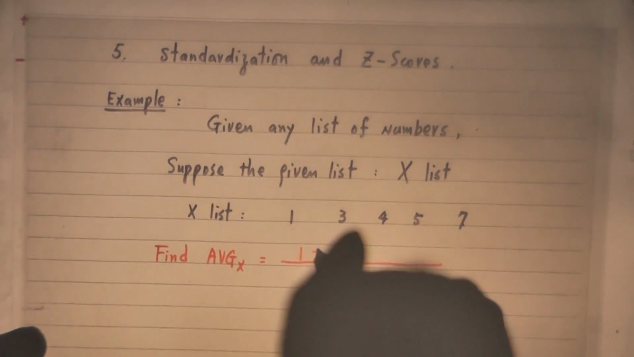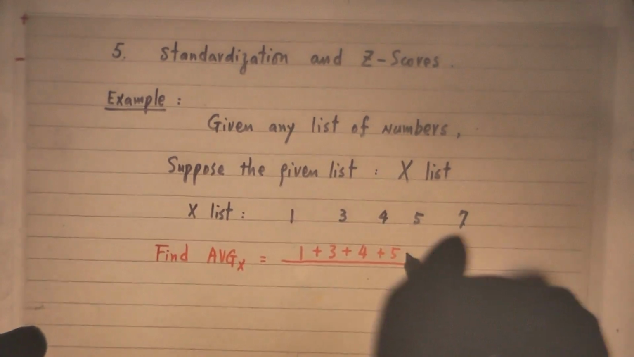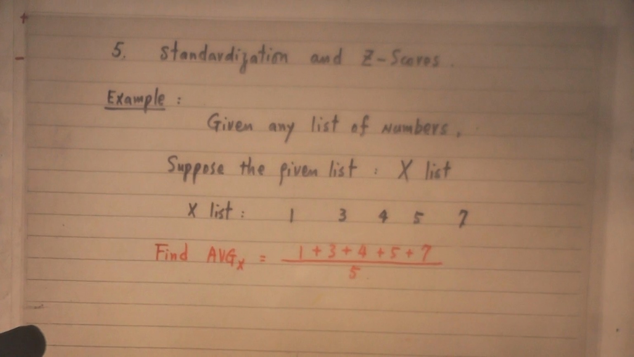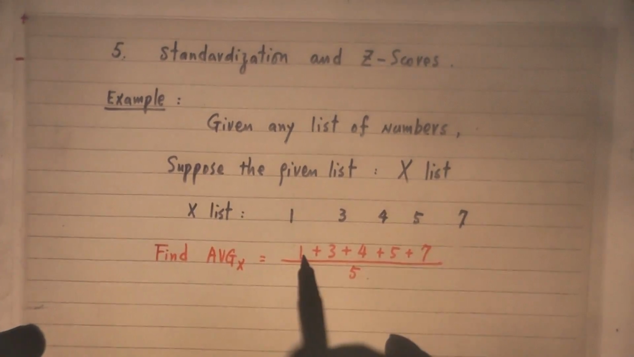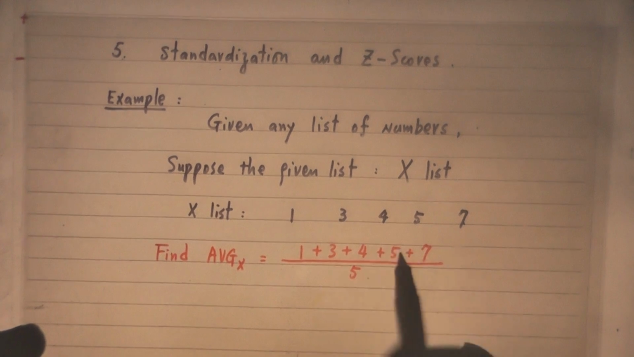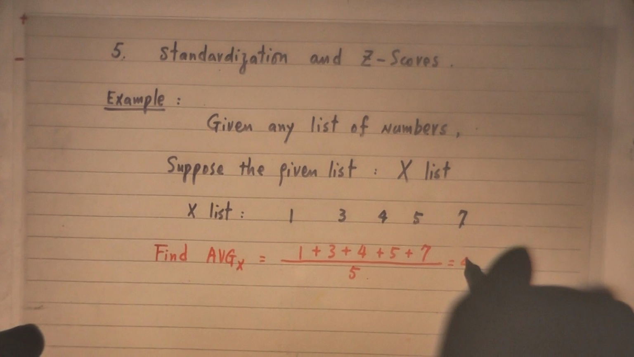This is 1 plus 3 plus 4 plus 5 plus 7, then I divide it by 5. So 1 plus 3 is 4. 4 plus 4 is 8. 13, 20. 20 divided by 5 is 4.